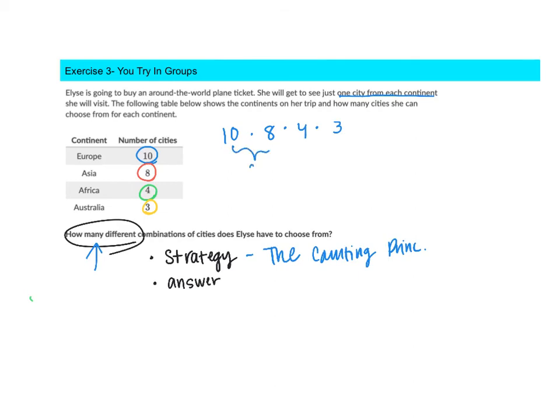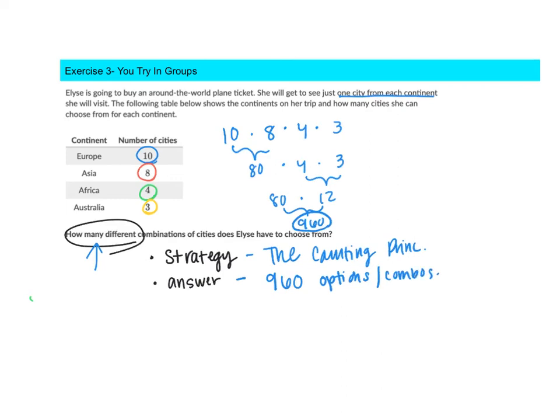10 times 8 is 80. Okay. 4 times 3 is 12. And 80 times 12, let's do this in our calculators real quick. 80 times 12, I get 960. So how many different options does she have? 960 options or combos that she has.